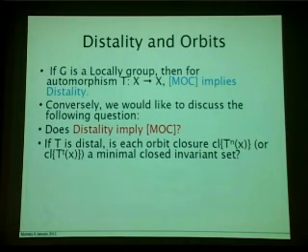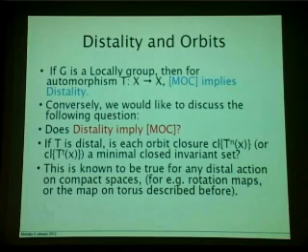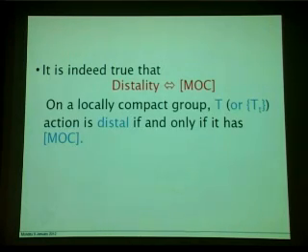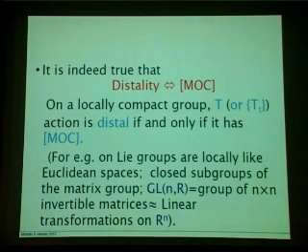It's a very simple question, and it was known for compact spaces and also for Lie groups and so on, but only connected Lie groups, of course. It's easy to see for discrete spaces because anyway orbits are closed sets. So here it is indeed true that on a locally compact group, distality and MOC are two equivalent properties, namely if you have a T action or TT action, it's distal if and only if it has the minimal orbit closure property. And for example, on Lie groups, you can take Lie groups such as GL(n, R), or any closed subgroups of GL(n, R), which are all Lie groups.